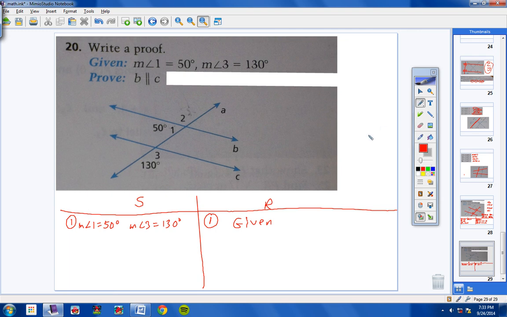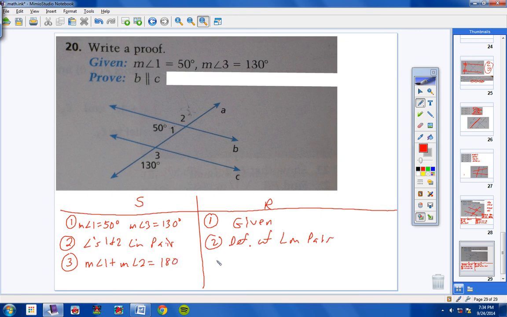Let's start. Given: angle 1 equals 50, angle 3 equals 130. So next, I'm going to state that angles 1 and 2 are a linear pair. All right, that's pretty obvious. And of course, the reason is definition of linear pair. And then next, as soon as you state they're a linear pair, you can state they're supplementary. I'm going to go ahead and just skip a step and put measure of angle 1 plus measure of angle 2 equals 180. I would allow that on a test or a quiz. That's fine. And the reason would be linear pairs are always what?